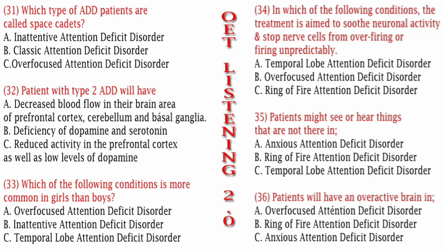Type 1. Classic attention deficit disorder. People with classic attention deficit disorder have reduced blood flow in their brain area of the prefrontal cortex, cerebellum, and basal ganglia. The basal ganglia produces dopamine.